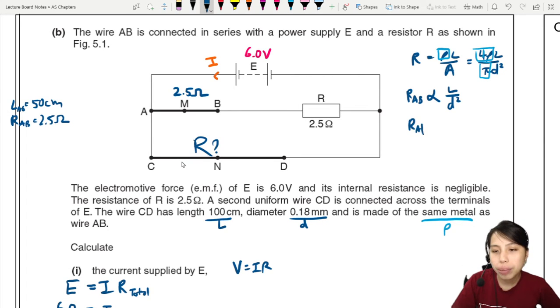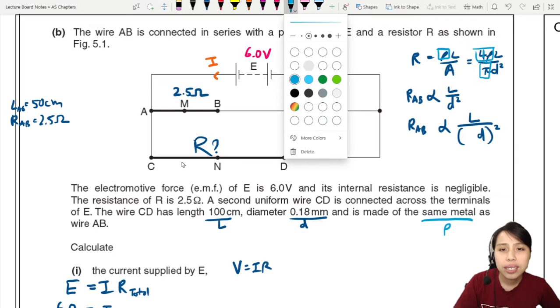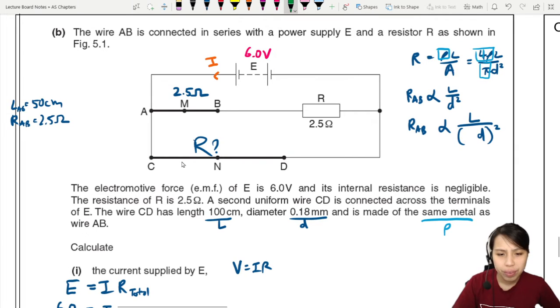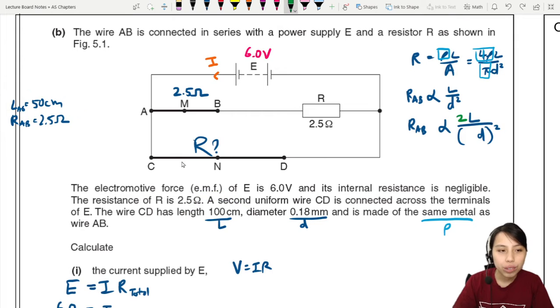How many more times is it? Let's put here L over D squared. So this new wire has 2 times the length, because you are going from 50 cm to 100 cm. So 2 times. I'm going to write some notes here. This one is 2 times of LAB, so I put a 2 there.